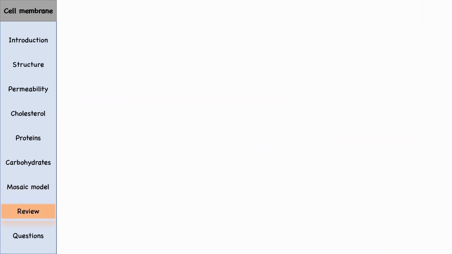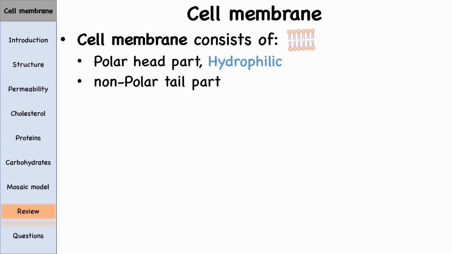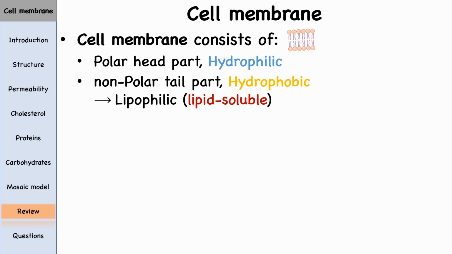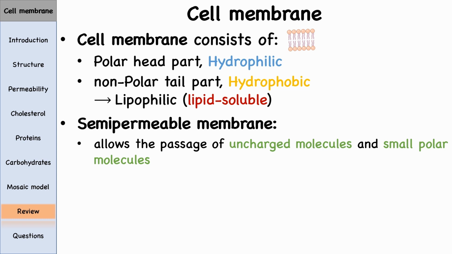This was an overview of the cell membrane. Now let's review the main points. The cell membrane consists of a double phospholipid layer. The phospholipid has a polar head part that is hydrophilic and a nonpolar tail part that is hydrophobic, but it is lipophilic. The cell membrane is semi-permeable, allows the passage of uncharged molecules and small polar molecules.